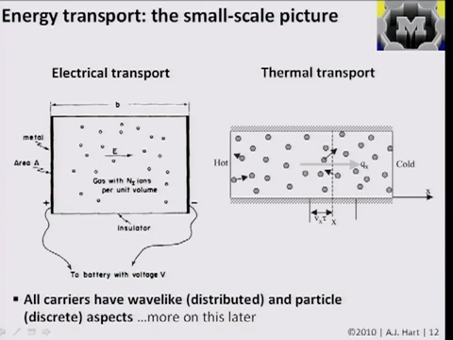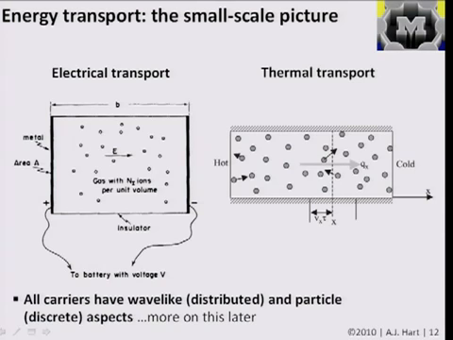But the general picture here is that we're just going to think about our material as a sort of box, and we're going to think about what may be different as the particles we have inside this box have different characteristics. And as we consider changing the size of that box, getting it smaller and smaller, the interactions between the particles and the interactions between the particles and the sides of the box become important.